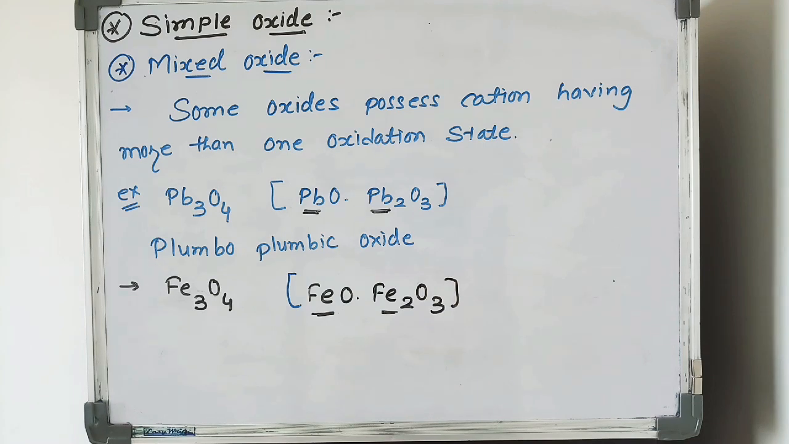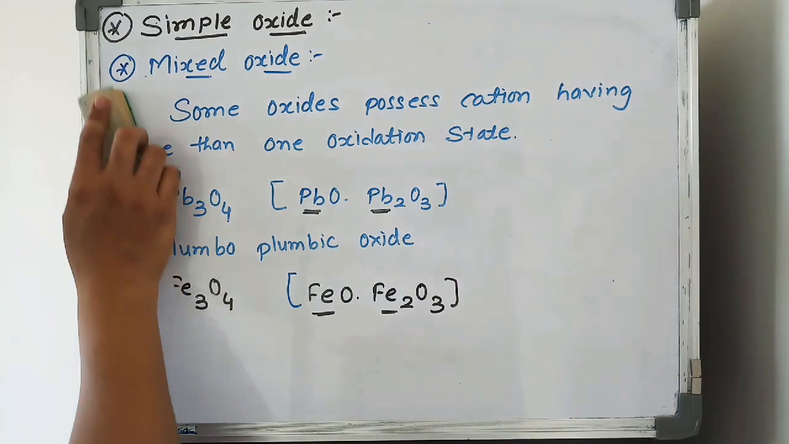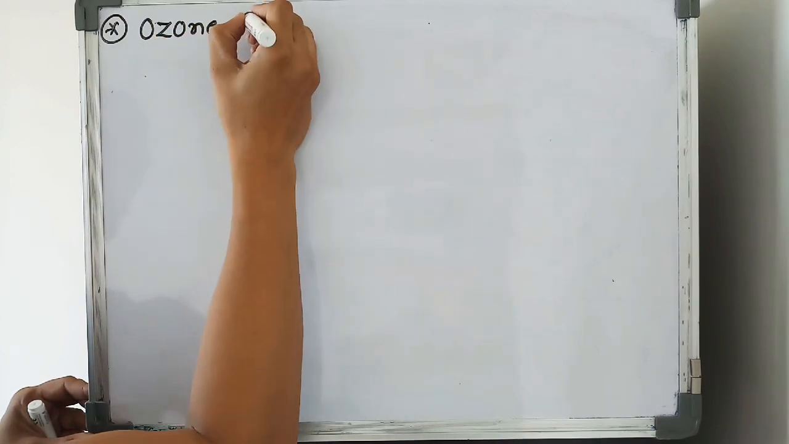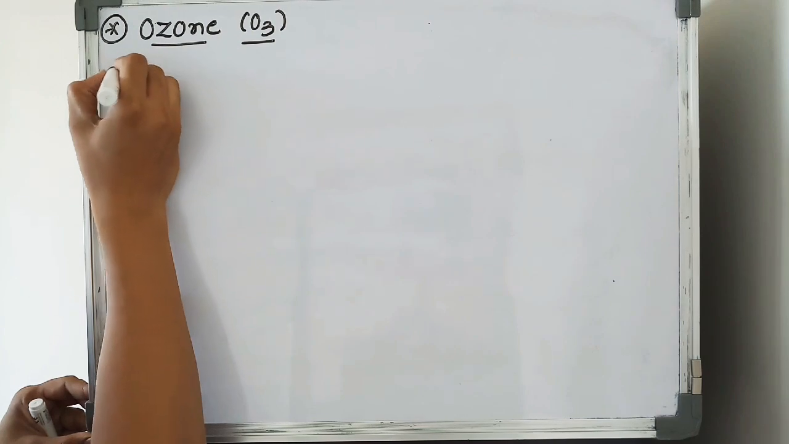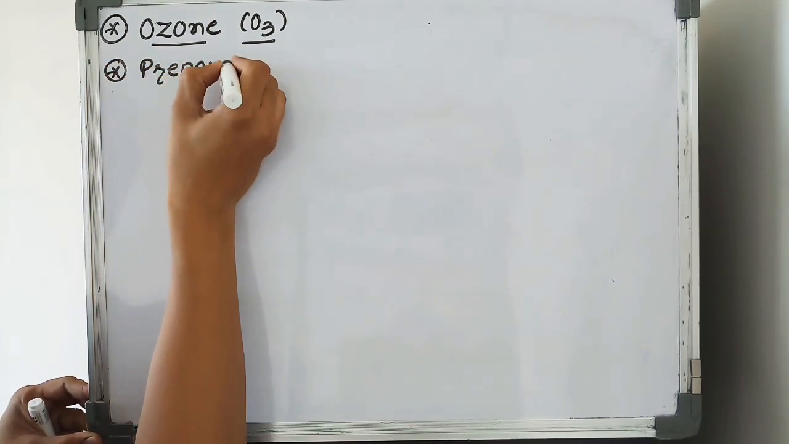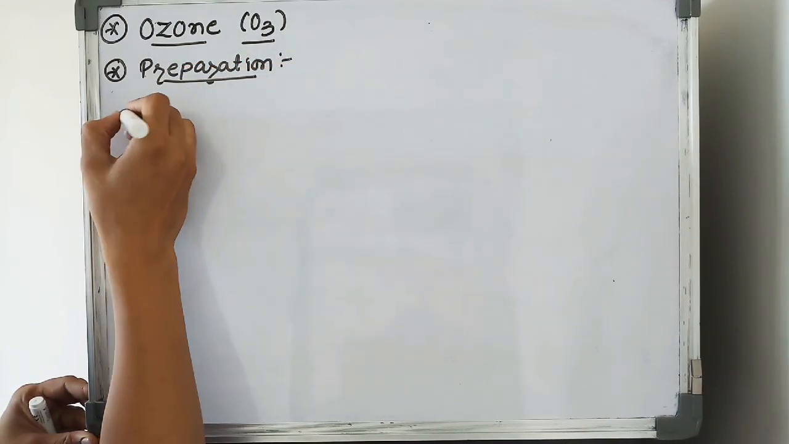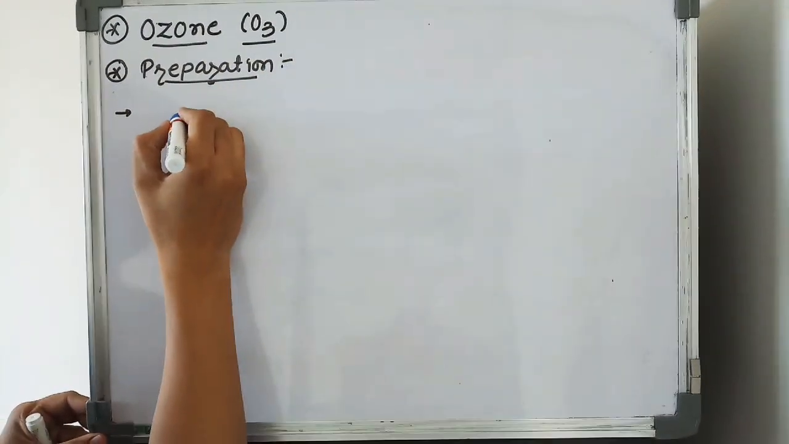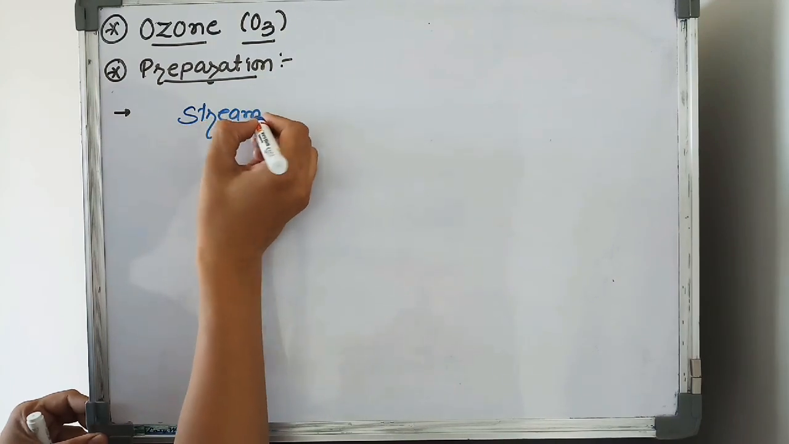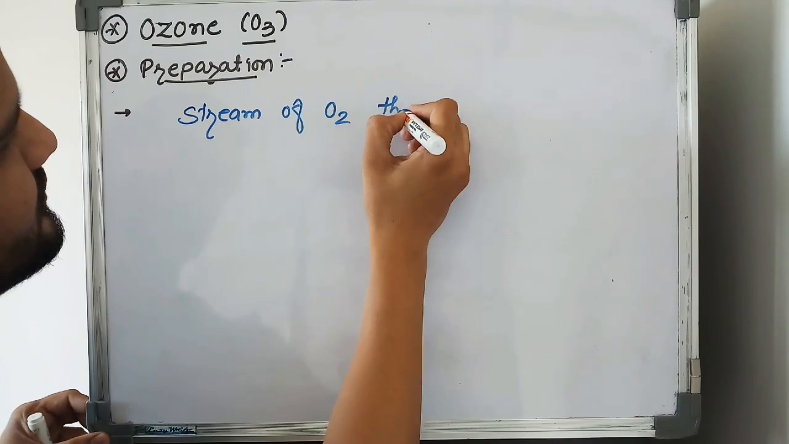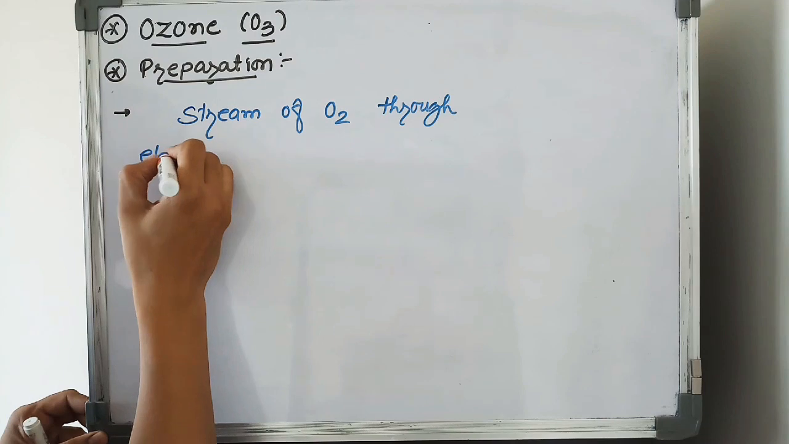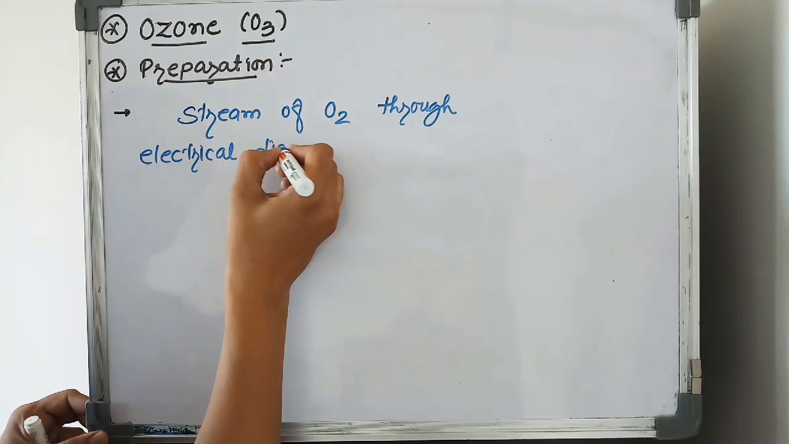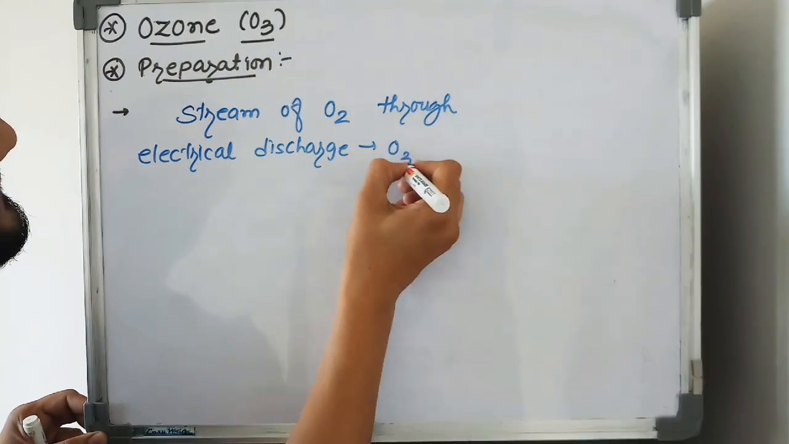Now after this mixed oxide, one more topic is given, called ozone. So first of all, student, now we are going to study the preparation of ozone, O3. So first, preparation, very easy. How is ozone prepared in the laboratory? Simple, by passing a stream of oxygen through electrical discharge, ozone is obtained.